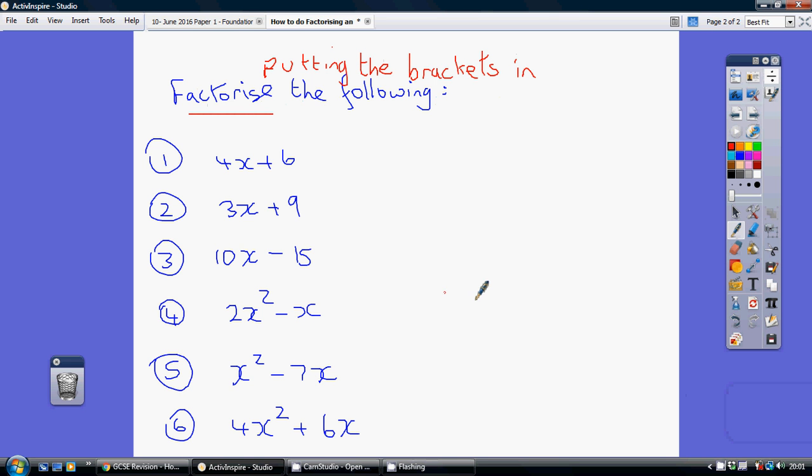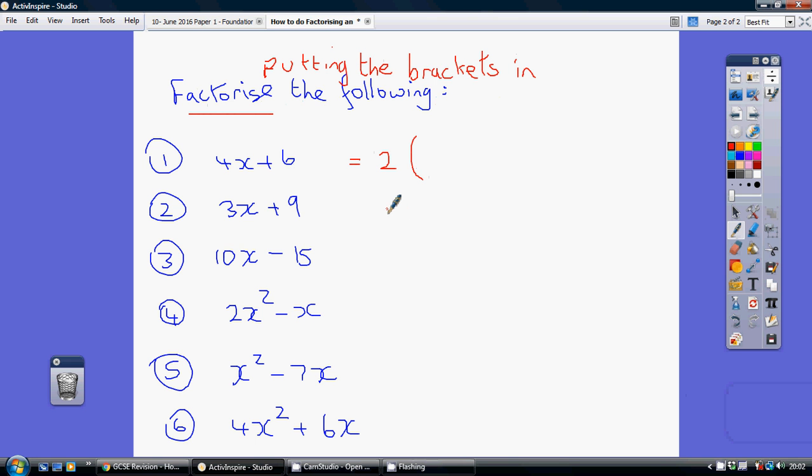Now this is difficult, so you're going to have to really concentrate. First things first, you look at the two terms, both bits, and see what's the biggest factor of both 4 and 6. And the answer is 2, because if you do the 2 times table, you get to 4 and you also get to 6. So that's what you take outside the bracket.